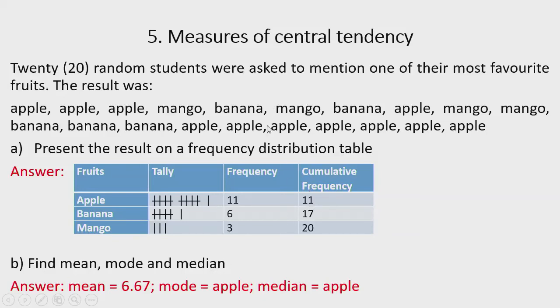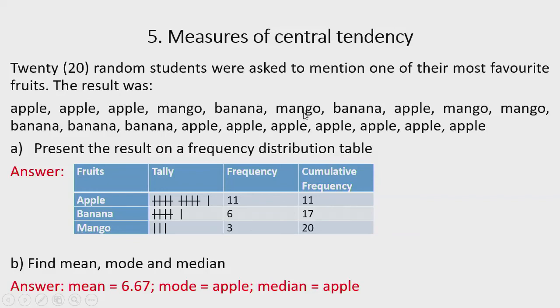Then you count bananas. How many times does banana appear there? 1, 2, 3, 4, 5, 6. Yes, banana appears 6 times. Then the frequency there, you write 6. Then you put the 6 in tally form. Then you take 11 plus 6 gives you 17. That's cumulative frequency, you are adding up the frequencies as you advance. Then look at mango. How many times does mango appear there? 1, 2.